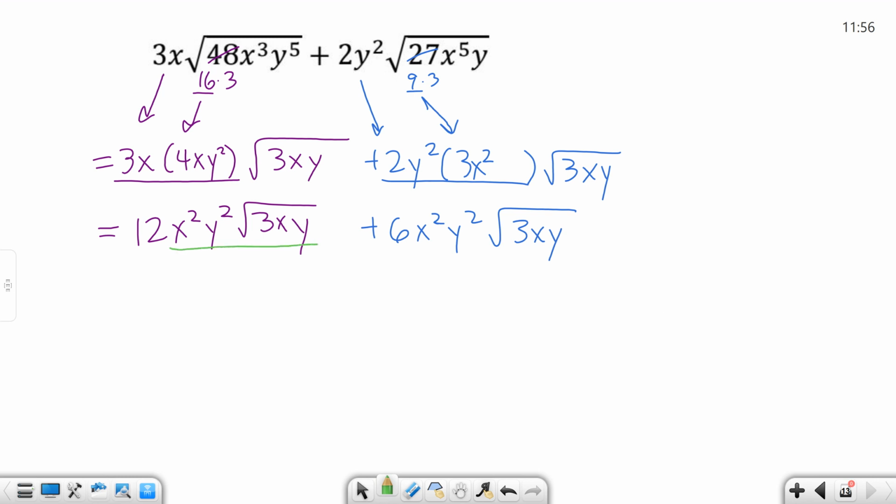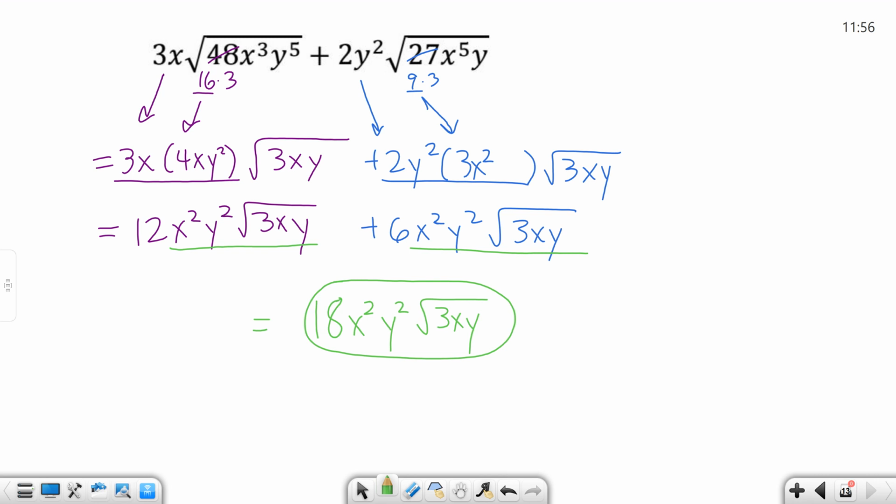Well, x squared y squared square root of 3xy, x squared y squared square root of 3xy. So then 12 plus 6 is how many? 18. So I have 18 x squared y squared square root of 3xy.